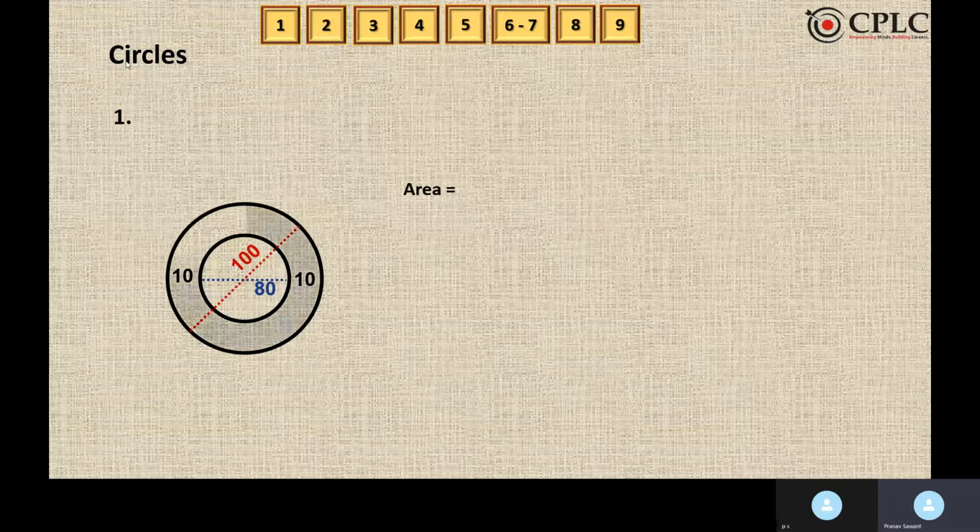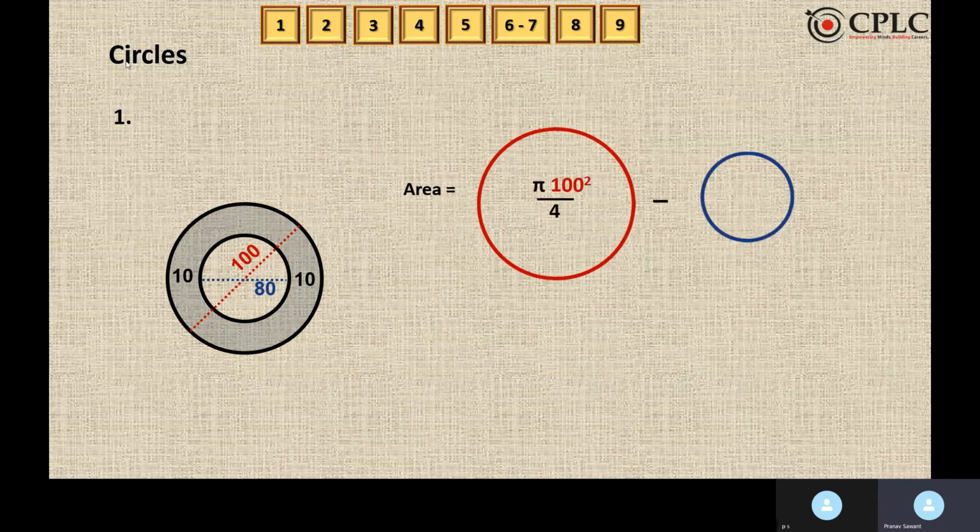Area of this pathway will be area of the outer circle minus area of the inner circle. So by substituting the values in the formula of area of circles and subtracting these two areas, we'll get the answer as 900 pi.